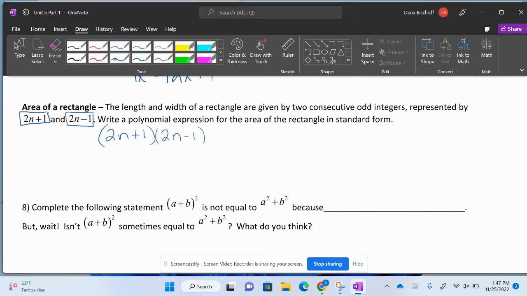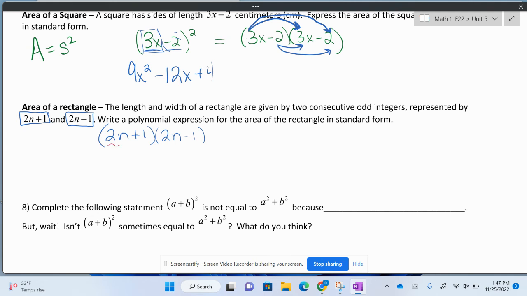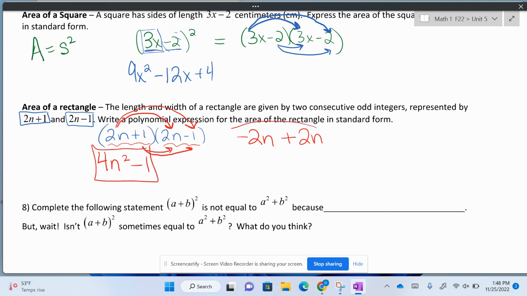This is much like our apple orchard, our first problem. Notice that these are opposites. They're called conjugates. So 2n times 2n is 4n squared. 2n times negative 1 is negative 2n, and I'm writing that off to the side. Positive 1 times 2n is a positive 2n. I'm writing that off to the side. And then a positive 1 times a negative 1 is just a negative 1. This is my final answer because these cancel each other out.